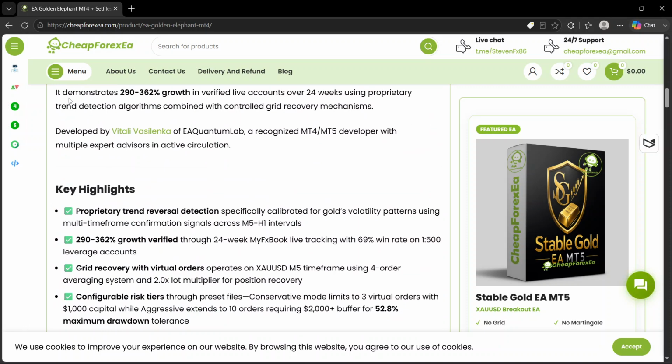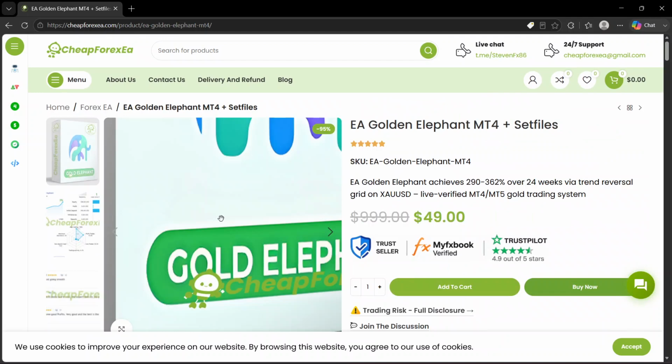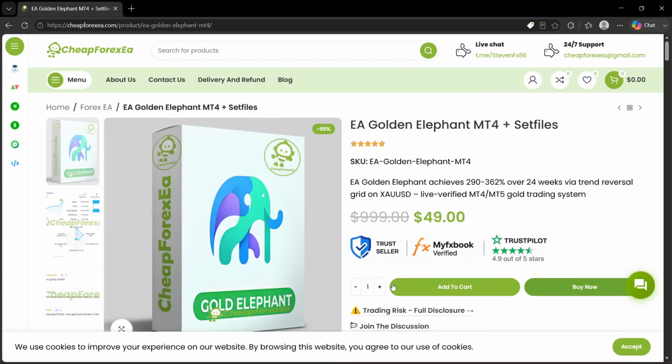As well, this is the page that you can download the EA on.